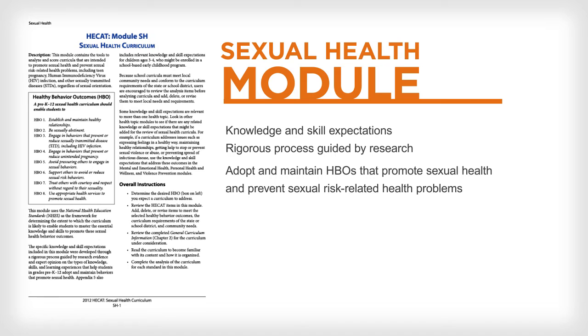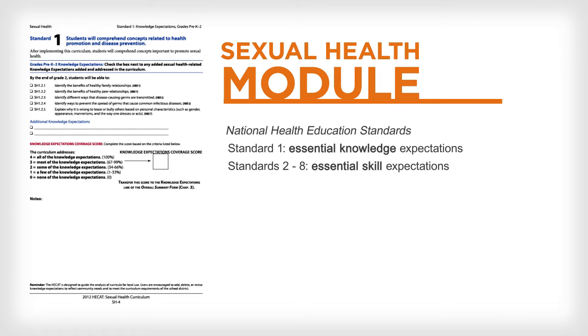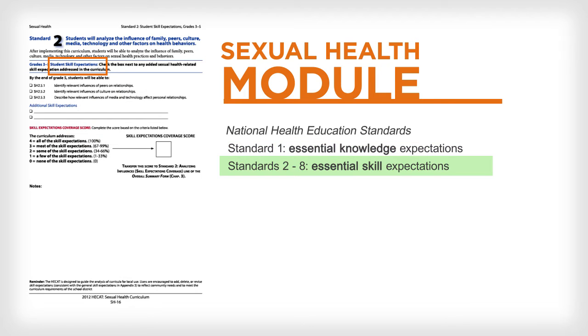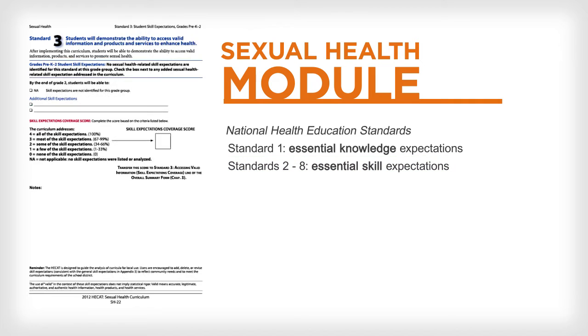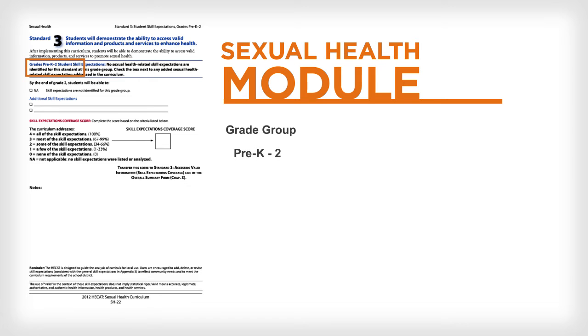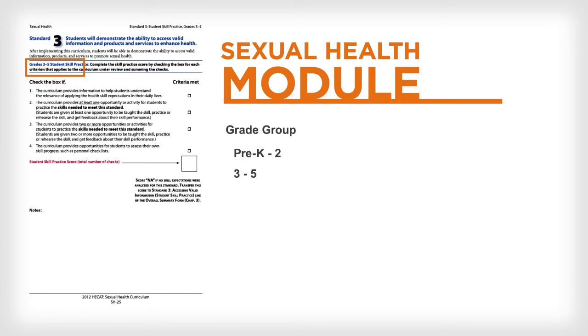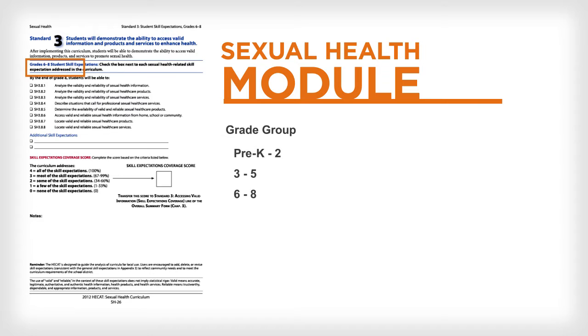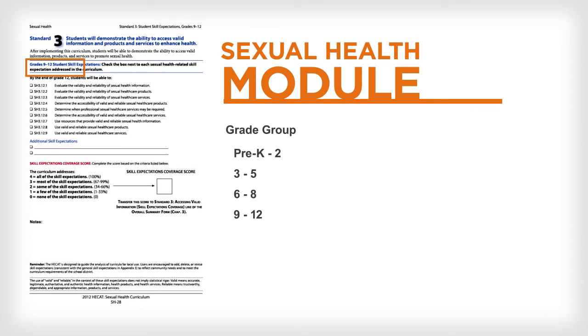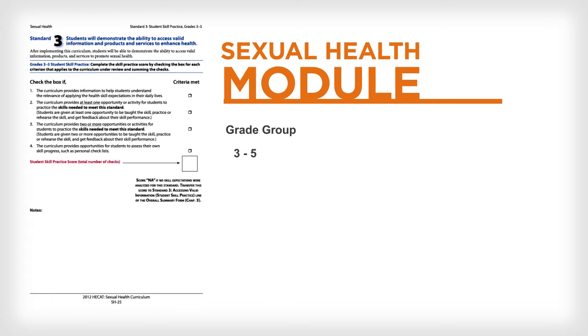The module is organized by the National Health Education Standards and is specifically grouped by Standard 1, Essential Knowledge Expectations, and Standards 2 through 8, Essential Skill Expectations. It is further categorized by grade groups: pre-K through grade 2, grades 3 through 5, grades 6 through 8, and grades 9 through 12. For our example, we will focus on grade group 3 through 5.